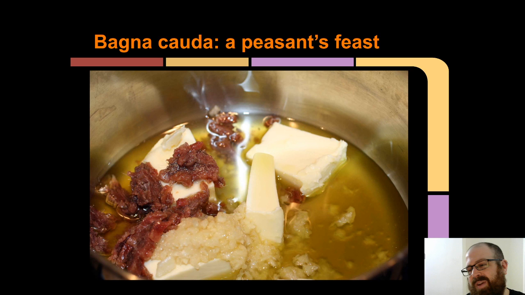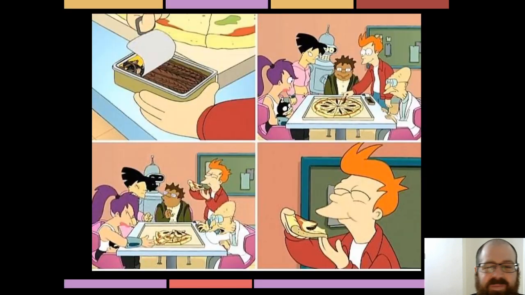A baron can afford to eat chicken maybe once a month. But a peasant can afford to eat bagna cauda when it's nice out. In case you're wondering how you eat this, you take some bread and you dip it in it. Also, for those worrying about me coughing, I'm fine. I always cough. This is just how I am.